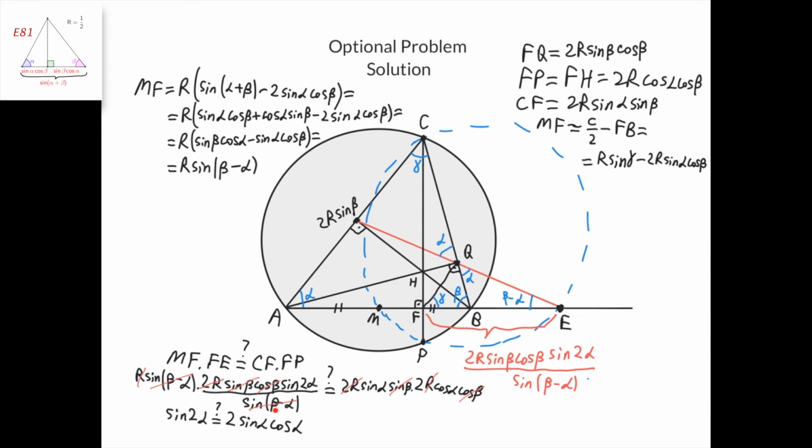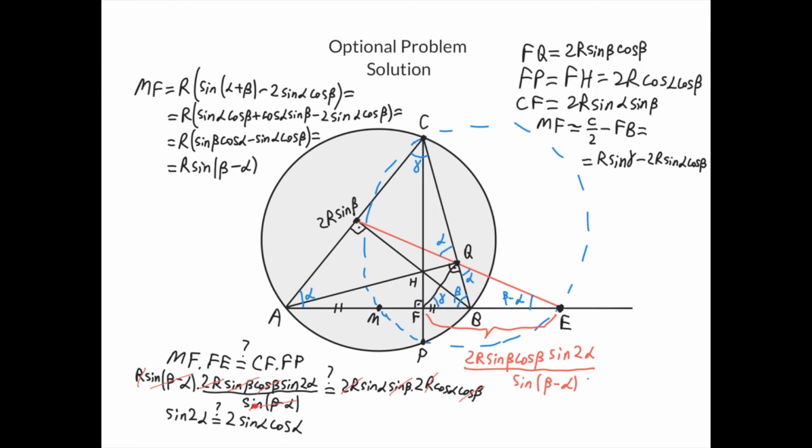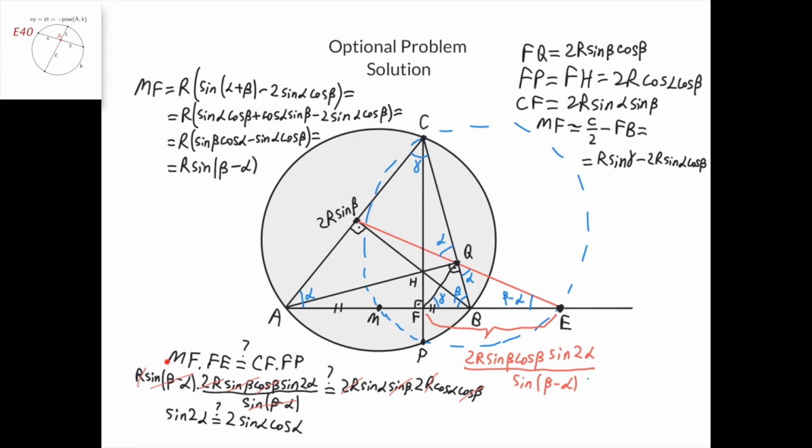But this equality always holds, because remember that we have the formula sine of alpha plus beta equals sine of alpha cosine beta plus cosine alpha sine of beta. If we replace beta with alpha, we get that sine of 2 alpha equals sine alpha cosine alpha plus cosine alpha sine alpha, which is exactly 2 times sine of alpha cosine of alpha. And so this equality always holds, meaning that this equality here always holds, which tells us that C, M, P, and E always lie on a circle.